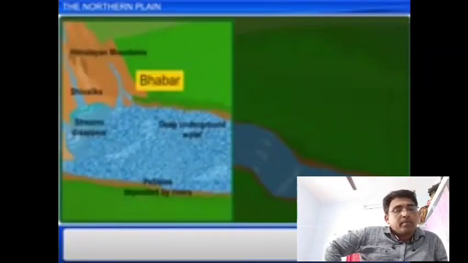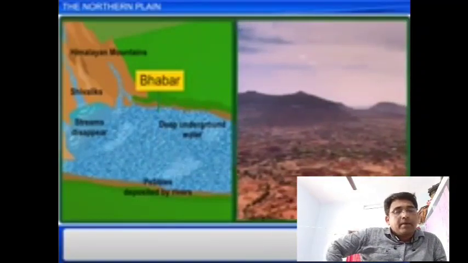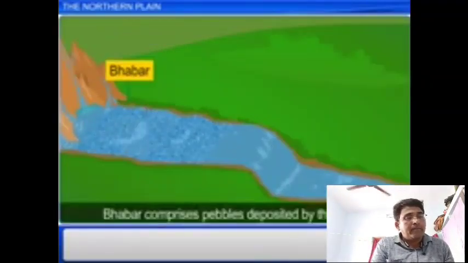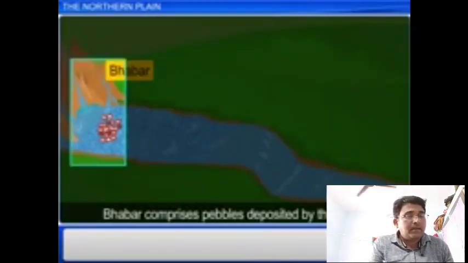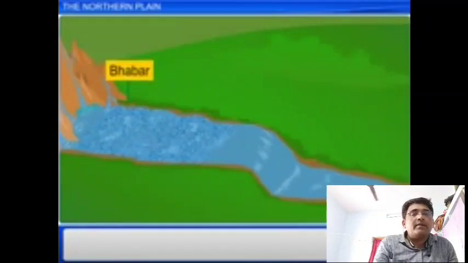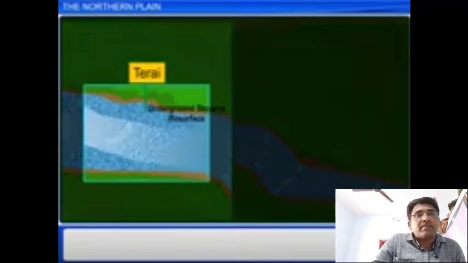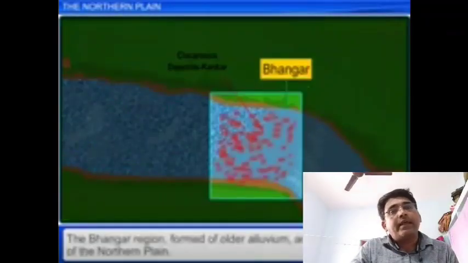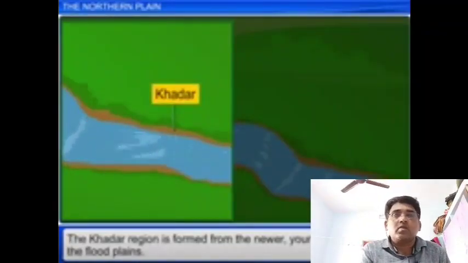Bhabar is a narrow belt of leveled surface in the northern plains lying parallel to the slope of the Siwaliks. The region consists of pebbles deposited by the Himalayan rivers. Interestingly, all the streams disappear in the Bhabar region. The Terai region consists of wet, swampy and marshy lands. The old alluvial land is called Bangar. The younger deposit of flood plain is called Khadar.